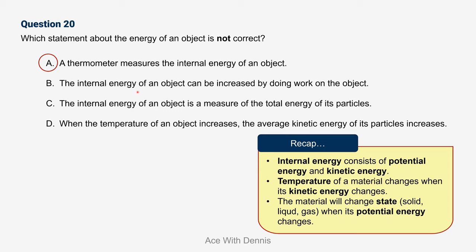Right, so the next one: internal energy can be increased by doing work on the object. In other words, we are supplying energy to the object, then the internal energy of the object will increase. Next one, C: internal energy of an object is a measure of the total energy of its particles. This statement is also correct because total energy means the potential energy and the kinetic energy added together give us the internal energy. The next one, D: when the temperature of an object increases, average kinetic energy also increases. As we have stated here, the second point, when temperature changes, the kinetic energy also changes. Hence, D is correct. The answer is A.